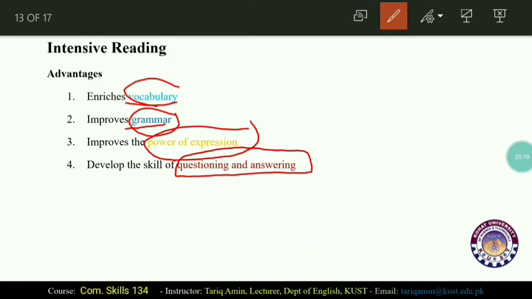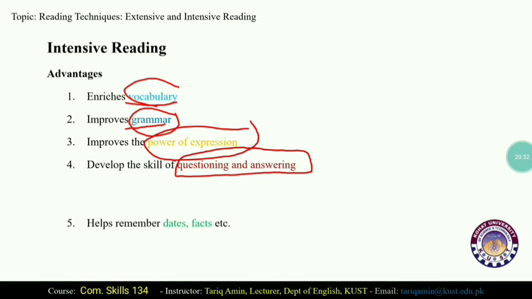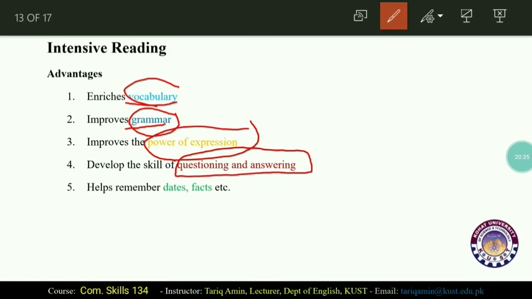So the advantages are, it enriches our vocabulary, it improves our grammar, it improves the power of expression, and it develops the skill of questioning and answering. It helps remember dates and facts also.